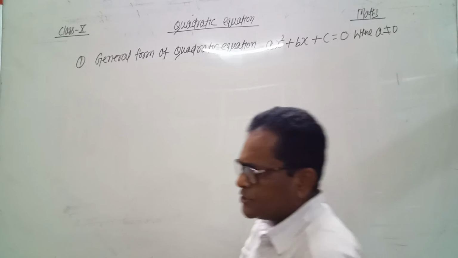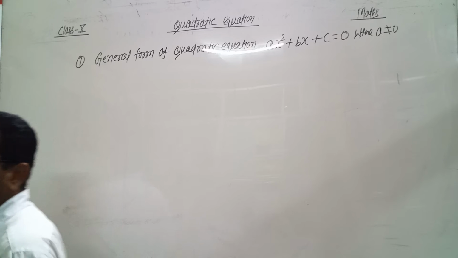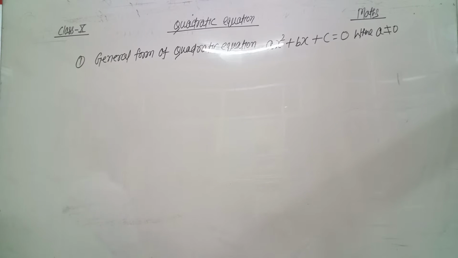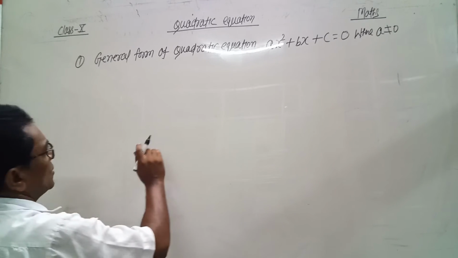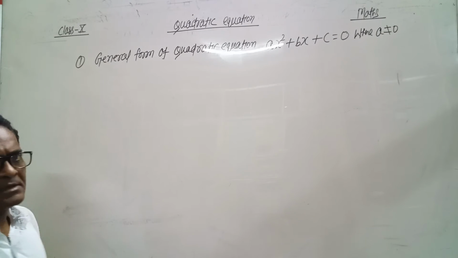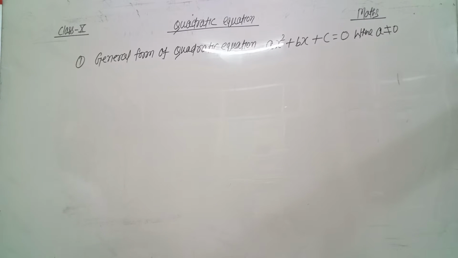a की वैल्यू 0 नहीं होनी चाहिए और क्वाड्रेटिक इक्वेशन का जनरल फॉर्म होता है ax स्क्वायर प्लस bx प्लस c इक्वल्स टू 0, where a is the coefficient of x square, b is the coefficient of x and c is the constant term.